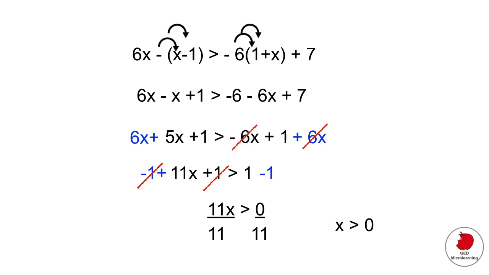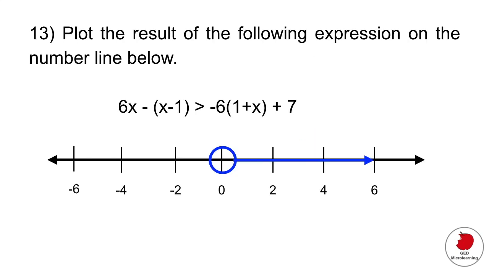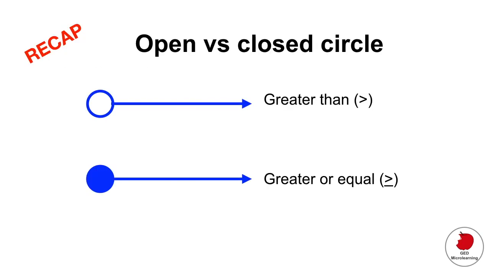And now what you have to do is plot this on the graph. So all you would have to do is click on the line with an open circle like that, signifying x is greater than 0. All right, so just a quick recap. There's a difference between having an open circle or a closed circle. If you have an open circle, it's telling you that this means greater than. But if you have a closed circle or shaded in, this is telling you greater than or equal to. Okay, so just be aware of that as well.